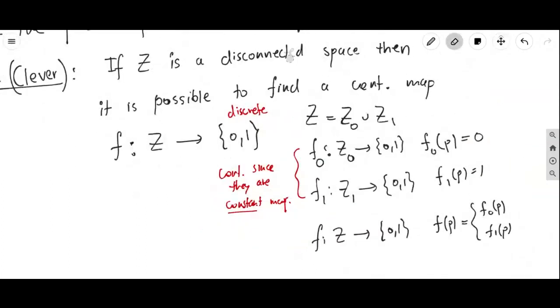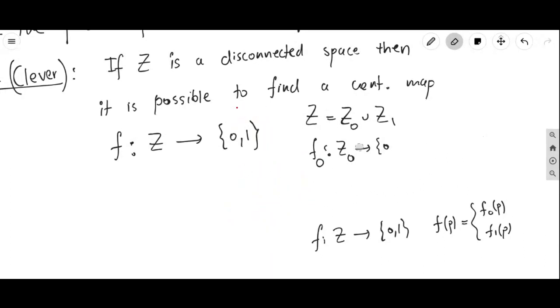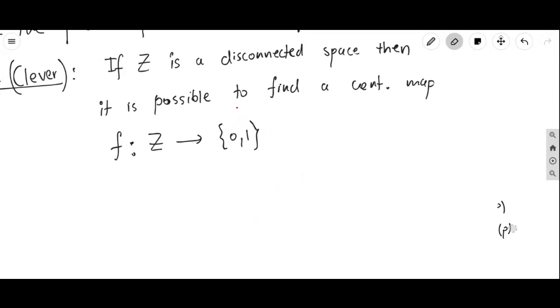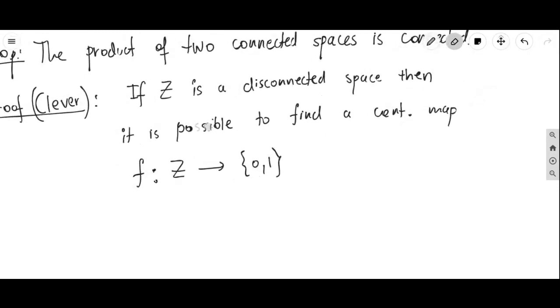So if Z is disconnected, then it's possible to find a continuous map that will do this for you. By the way, if the space is connected, then it's impossible to do this, because the push forward of a connected set is connected, and since this is a discrete space, it has to be 0 or 1. I forgot to say one very important part. If Z is a disconnected space, then it's possible to find a continuous map which is not constant. That's the key point. You can always map everything to 0, but you do not want it to be constant.